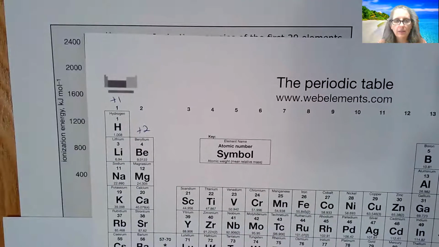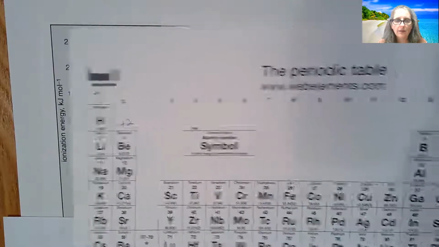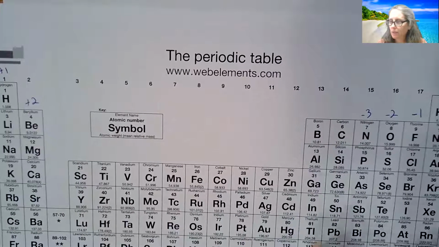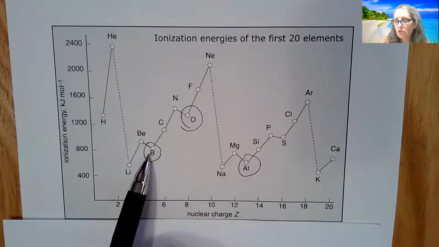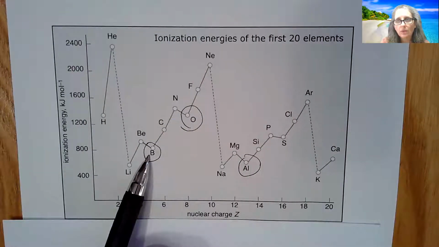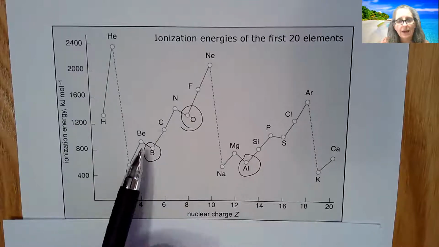If we look at lithium and beryllium, they are filling up the s orbital, and then with boron, you start to fill up the p orbital. You have one electron in the p orbital. Because you have that one electron in that p orbital, it's probably pretty easy to remove it from that partially filled orbital. Therefore, it has a lower energy threshold for that to happen.